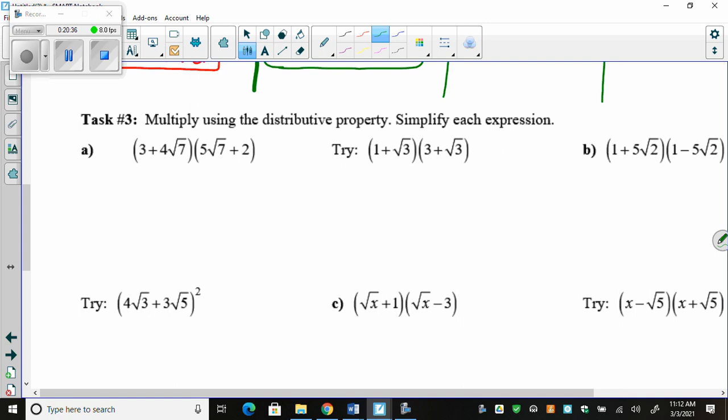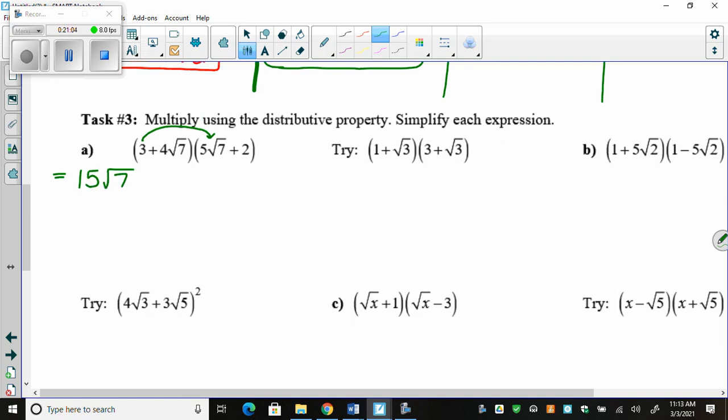So I have two terms because there's a plus sign in between. So that's one term, binomial, and one term, binomial. So when I have a binomial times a binomial, I can FOIL. Okay? So I'm going to do first. So the F, first. So the ones that are first in both brackets. So 3 times 5 root 7. What's that? 3 times 5 is 15, and then root 7.